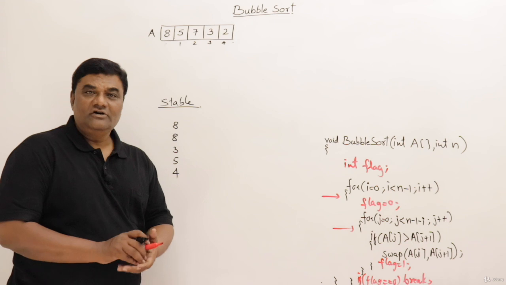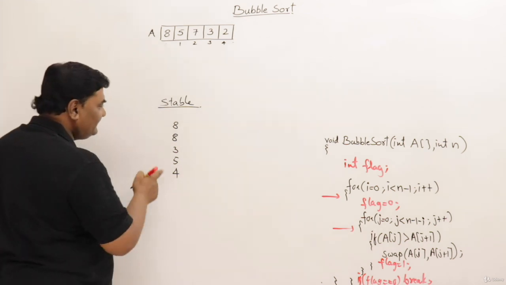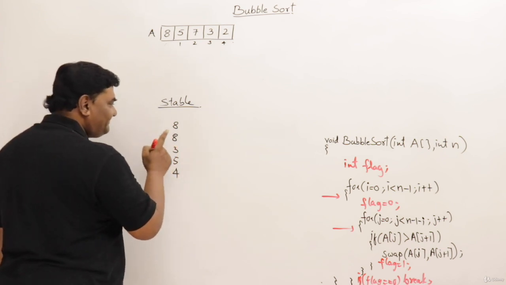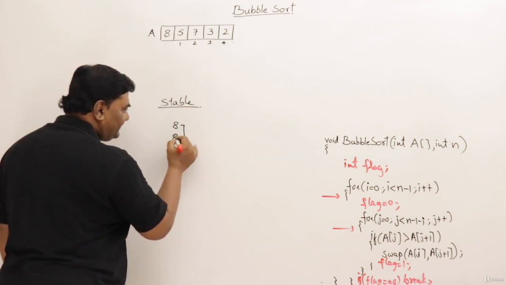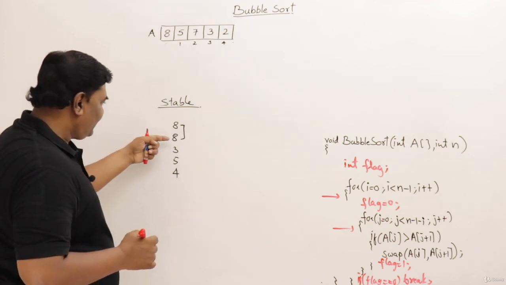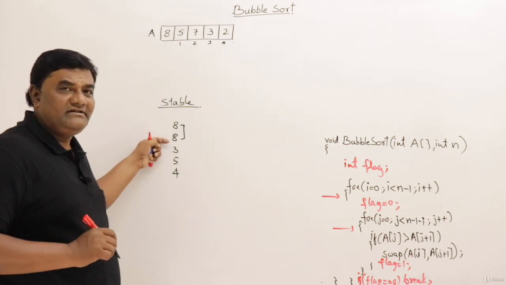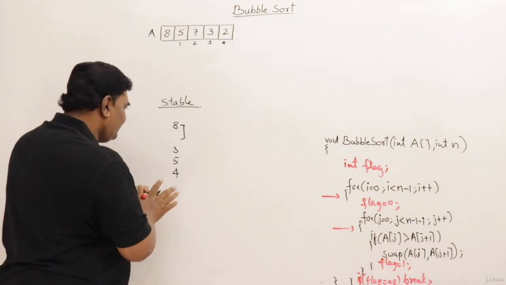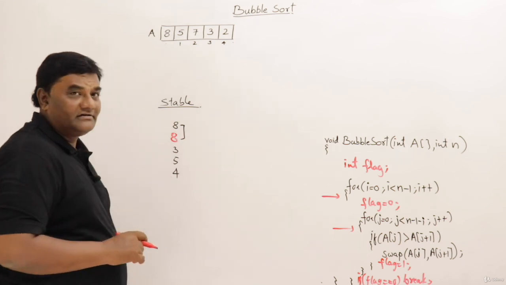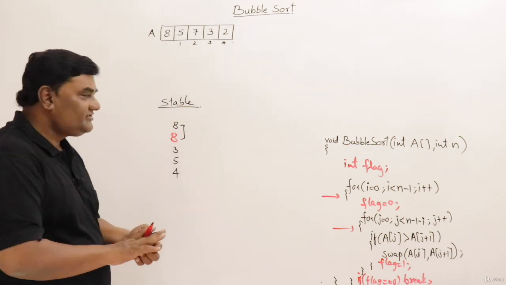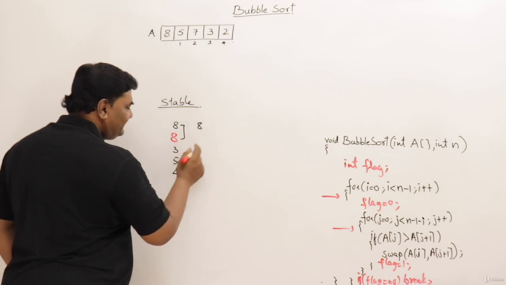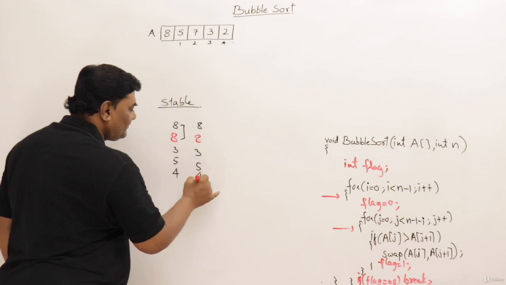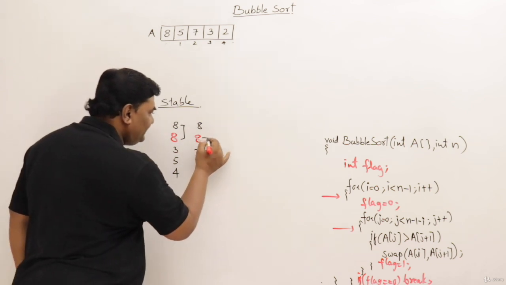To study whether it is stable or not, I have taken a list of elements. Let us see the list. See, there are duplicate elements. So let us start bubble sort on this one. In the first pass, first it will compare these elements. If the first is greater than the second one, then interchange. But the first one is not greater than the second one. It will not interchange. So I will do one thing. I will write this 8 in red color so that you can identify. So will it interchange? It will not interchange. That black 8 remains as it is. Then red 8. Then 3, 5, 4.